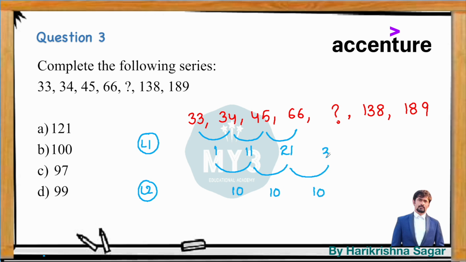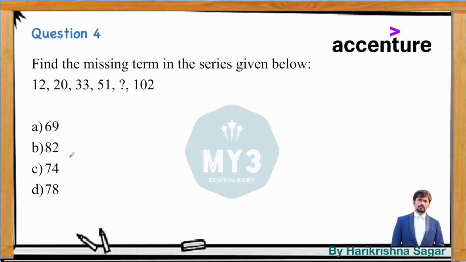21 plus 10, it will be 31. If it is 31, the required answer choice is going to be 66 plus 31. Mark the answer choice which is equal to 97, available as option C. Hope you are able to follow. Moving forward to the next question.